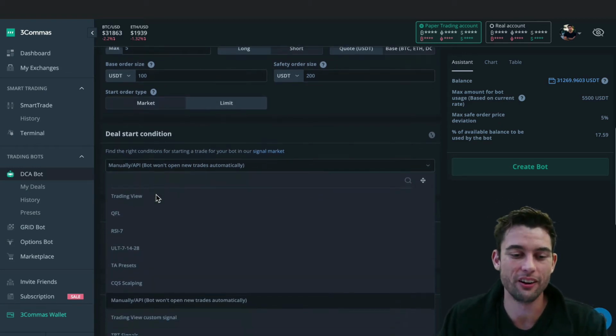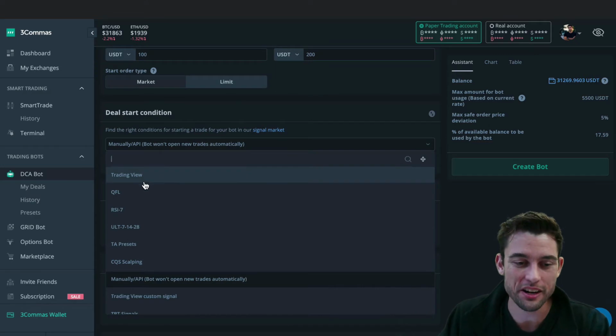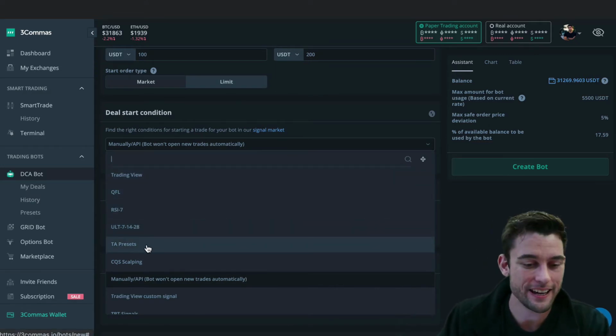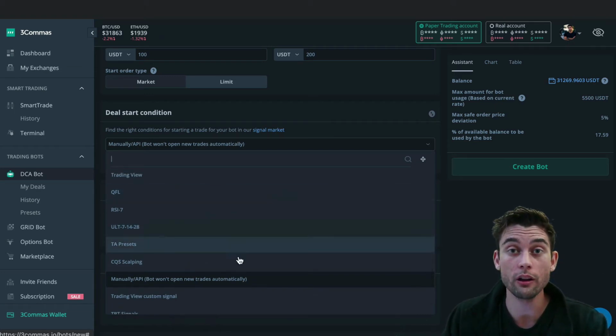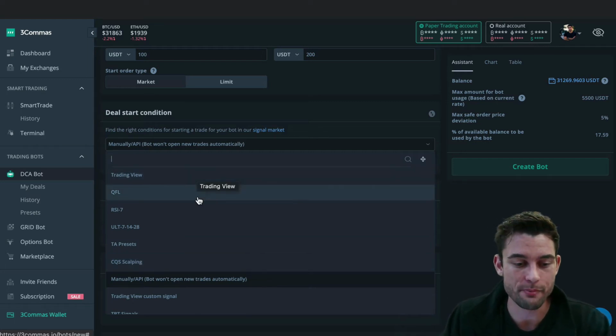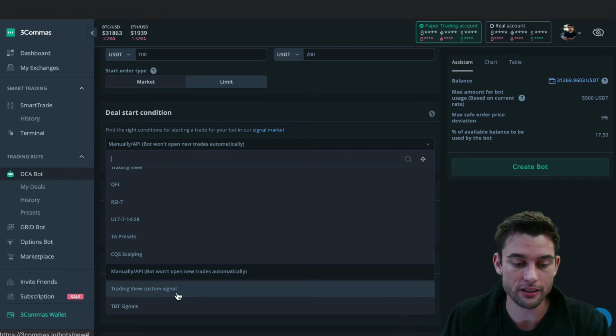However, there are other deal start conditions that obviously are useful: TradingView, QFL, RSI 7, Ultimate 71428, TA presets, CQS scalping, TradingView custom signal, and I have the TBT signals on mine right now as well. So there's a whole host of different deal start conditions, and in the next video we're going to go over as many of these as possible, including the TradingView custom signal.